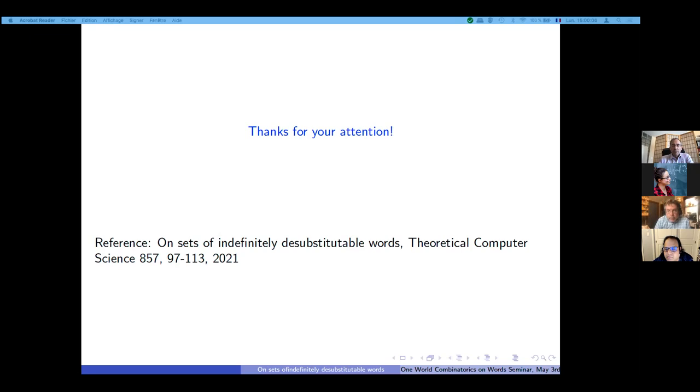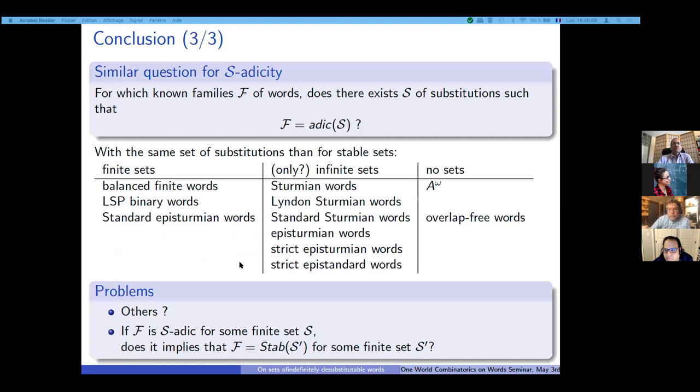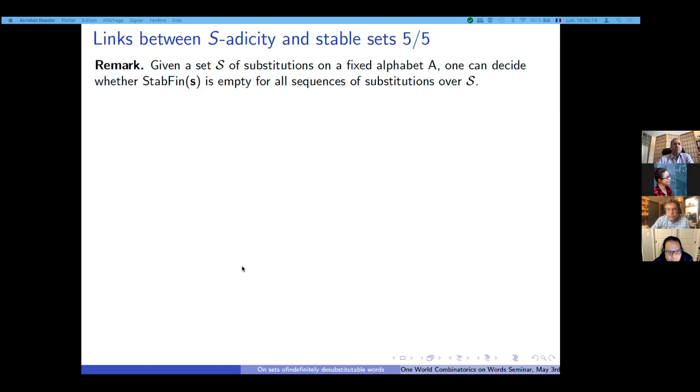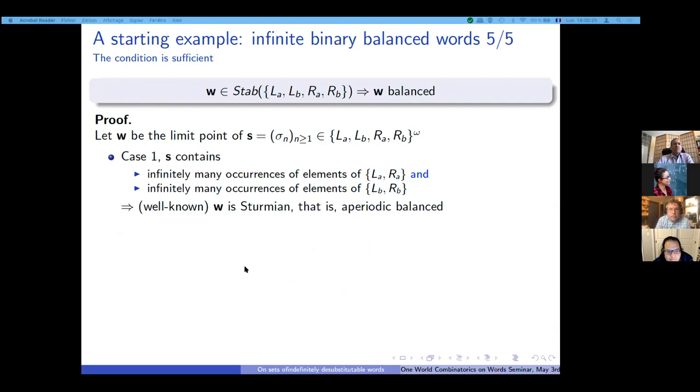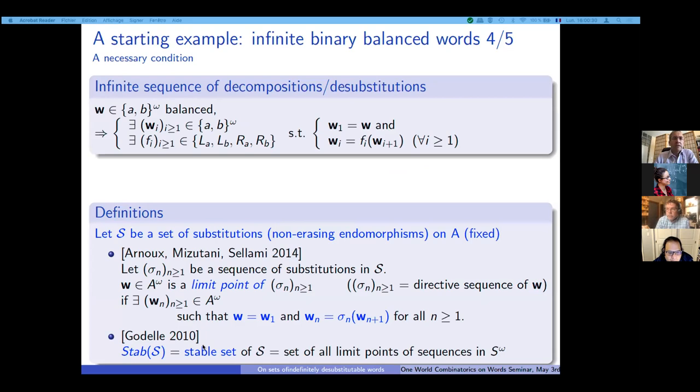Maybe it is possible. Maybe I can mention the work of Eddy Godel that I mentioned at the beginning of the talk when I gave the definition of a stable set. Eddy Godel in 2010 defined the notion of stable set, and actually he defined it in a more general context than the set of substitutions. So it could be a starting point to consider your question. But I don't think it looks at the transductions themselves.